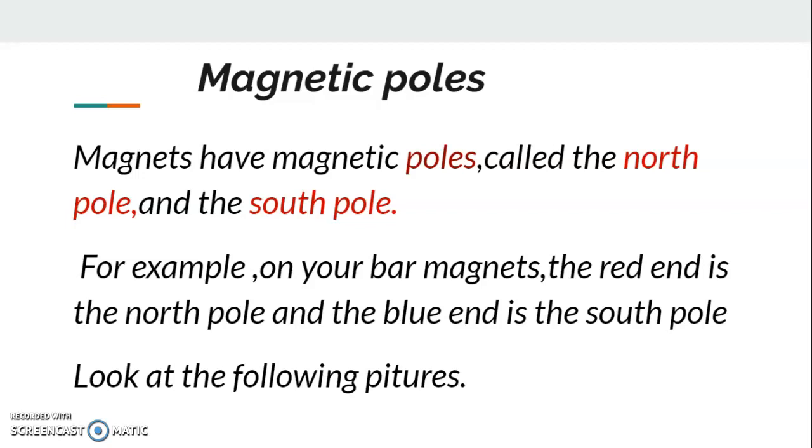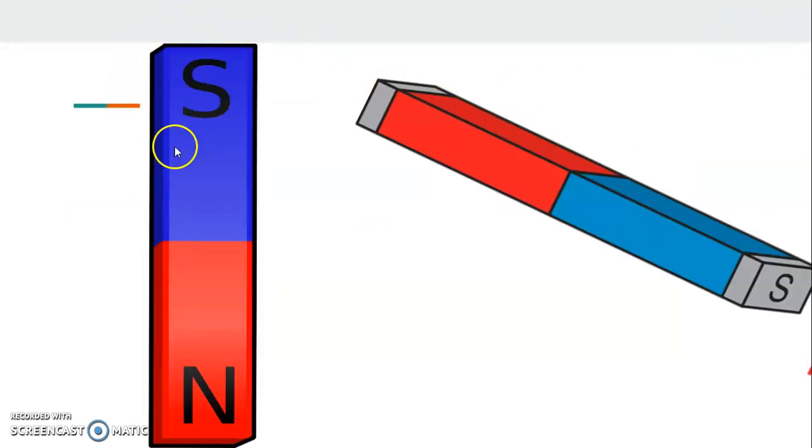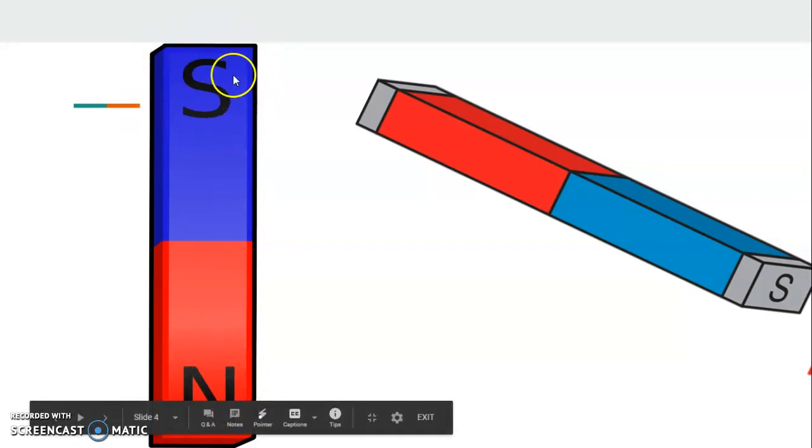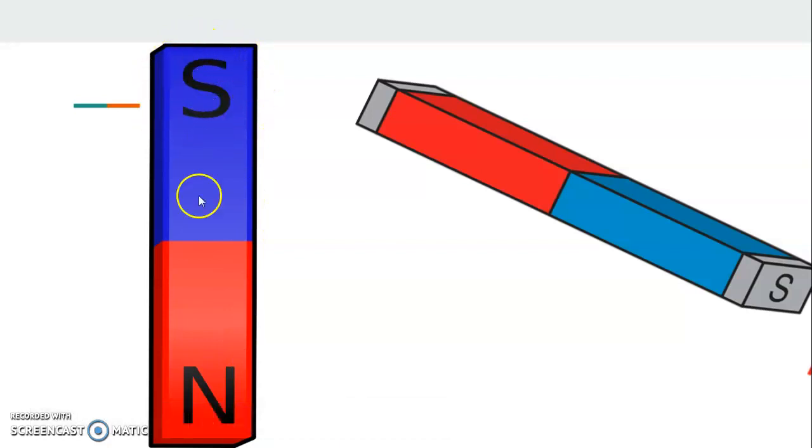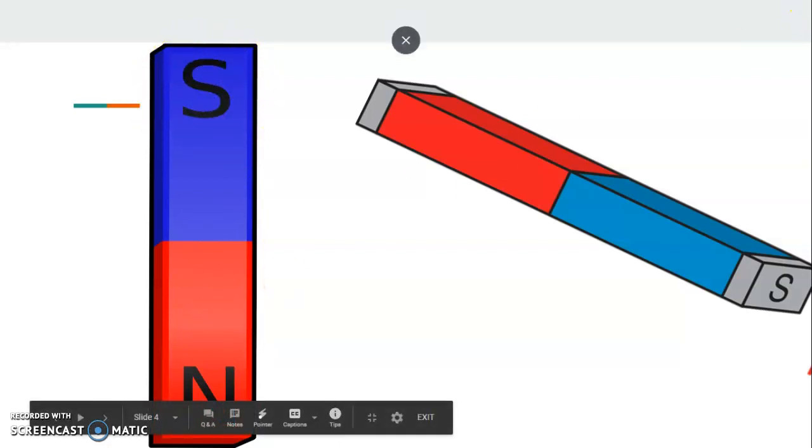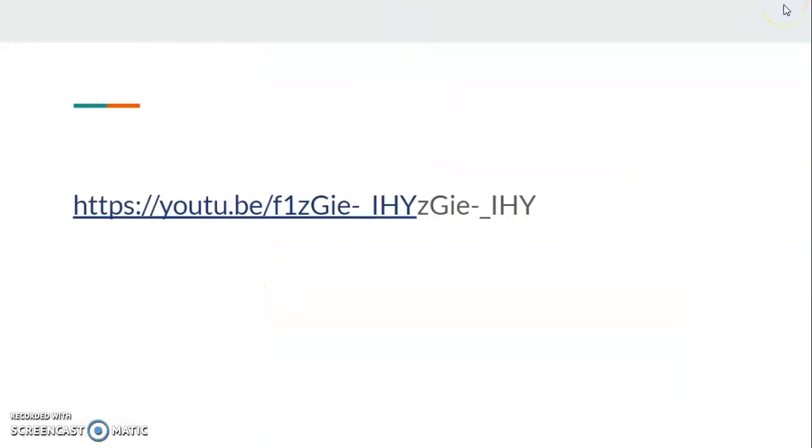For example, on your bar magnets, now you see in the following pictures, the red end, اللون الأحمر, is the North Pole. يرمز للقطب الشمالي. هيك متعارف عليه. And the blue end, النهاية الأزرق, is the South Pole. Look, here is the South Pole. Here is the North Pole. This is blue and this is red. Watch this video and enjoy and try to understand.